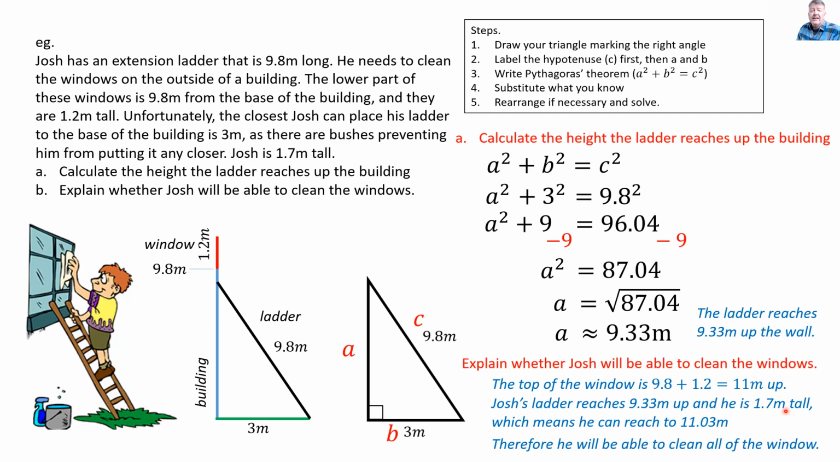All right. Now, hopefully that's enough for you to get going. Just please remember these 5 steps just here next to me. Draw your triangle marking the right angle. Label the hypotenuse first, then do the A and B. Then write Pythagoras' theorem, substitute what you know, and then rearrange and solve. Straightforward 5 steps. All right, go for it. Good luck.